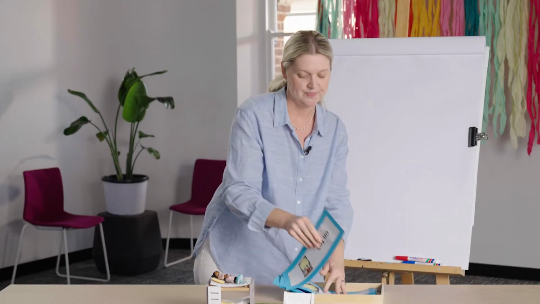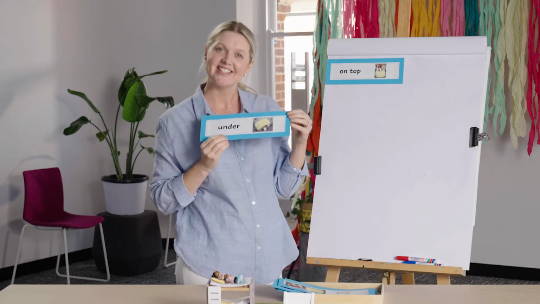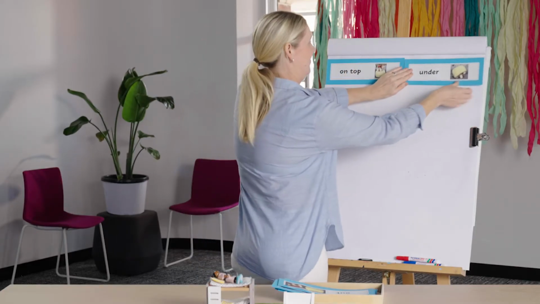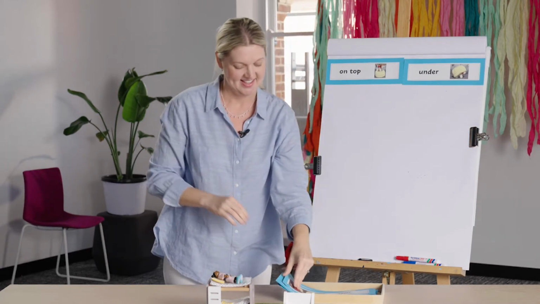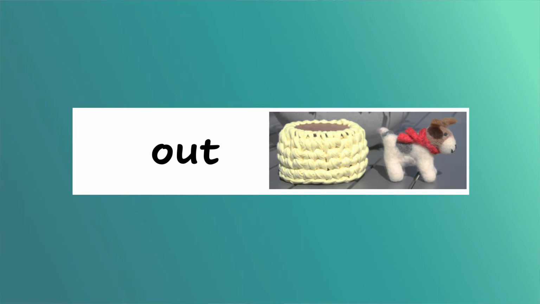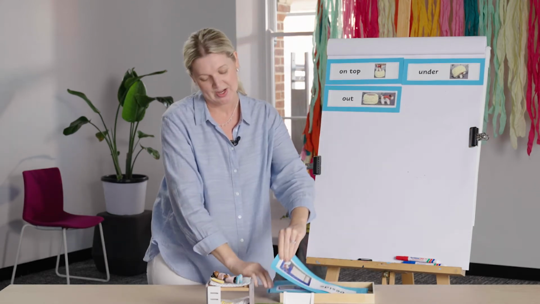We said that Ollie was on top. We also said Ollie was under. Do you notice how the dog in the picture is under the basket? The next word is out. The dog is out of its basket. Okay, the next word, beside. The dog is beside the block.